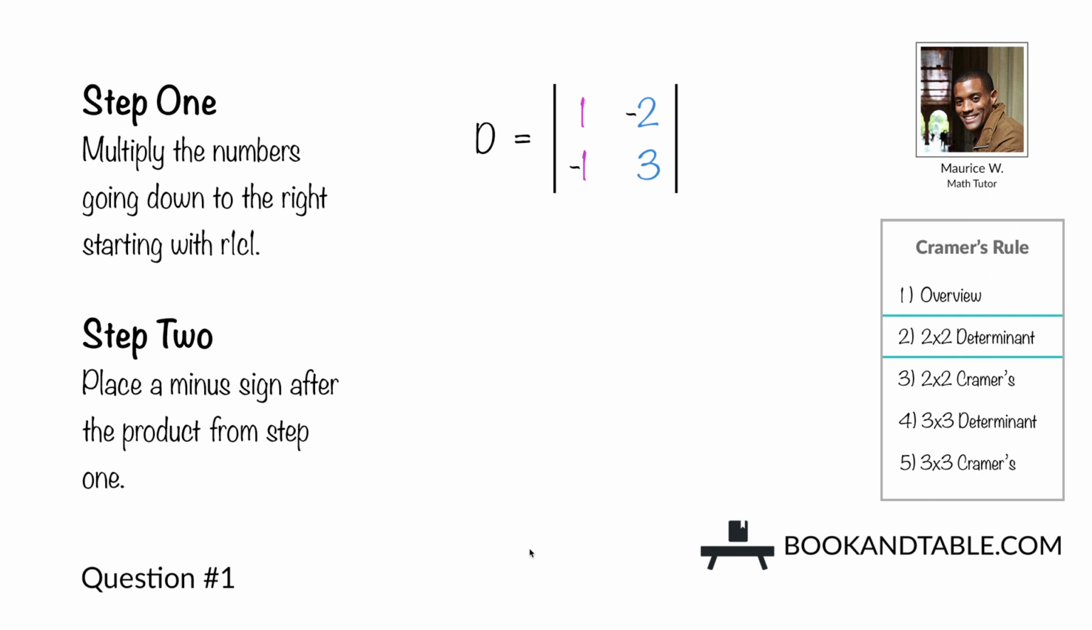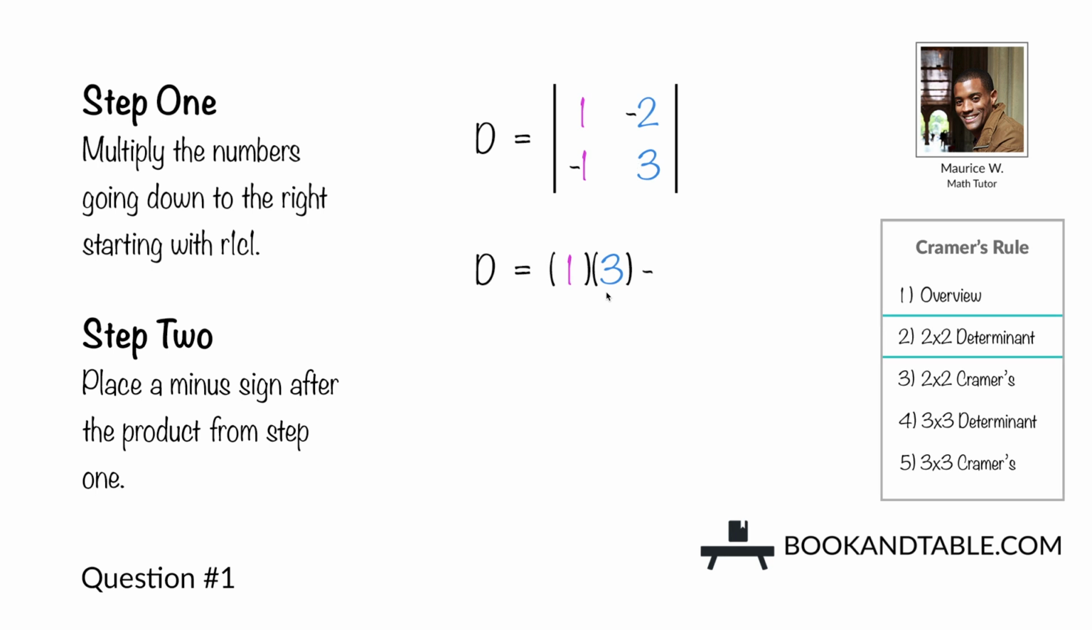Question number 1, step 1, multiply the numbers going down to the right, starting with row 1, column 1. So the first row is furthest to the top. The first column is furthest to the left. So row 1, column 1 is positive 1 here. And we want to multiply going down to the right. So we multiply positive 1 times positive 3.